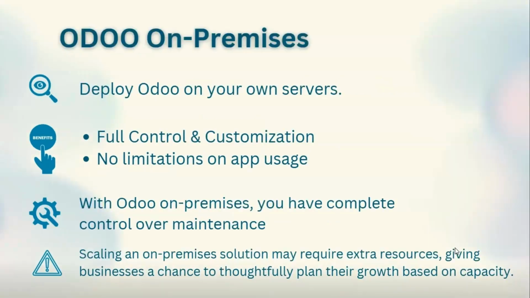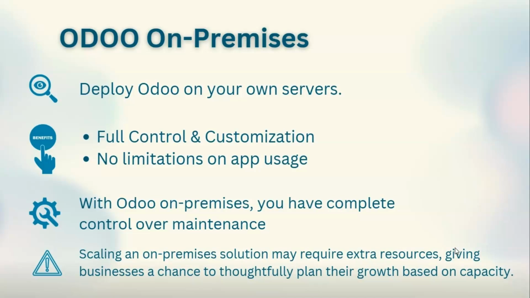The number three hosting type is Odoo On-Premises. On-premises hosting allows you to deploy Odoo on your own servers or with a hosting provider of your own choice, giving you full control. It has various benefits like number one, full control and customization. Ideal if you need high levels of customization, security, or data control.